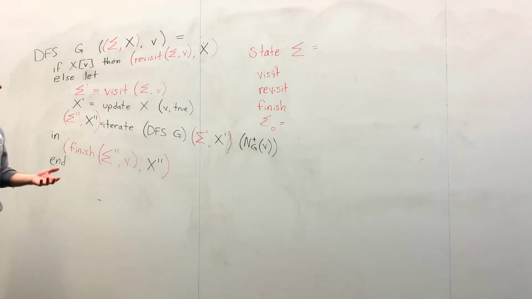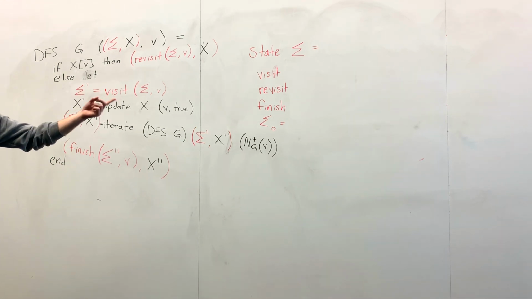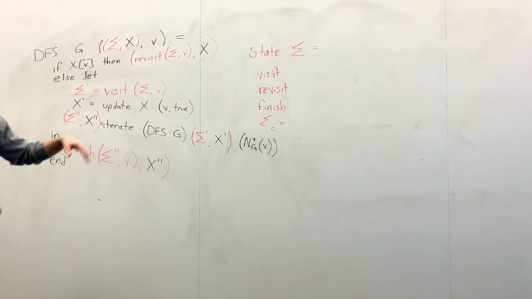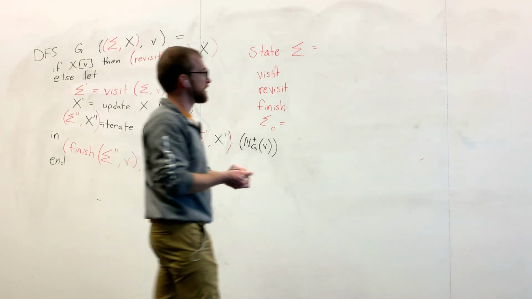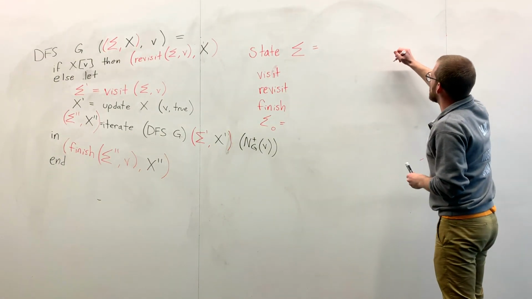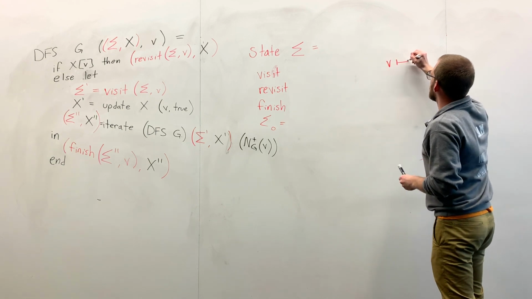So now let's do another example of using generic DFS. And in this example, what we're going to do is annotate each vertex with its parent in the DFS tree. And once again, what we need to do is define what the state parameter looks like and how we update it when we visit vertices, revisit them, and finish them. So the goal is to get a mapping which takes each vertex to its parent.